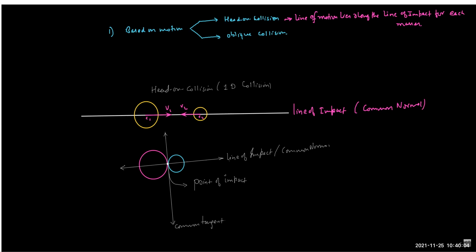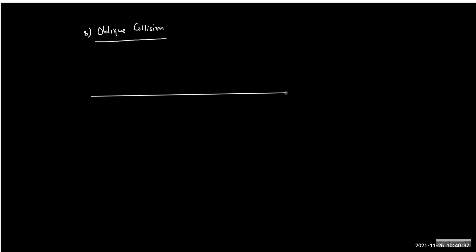So now this is the head-on collision. So what is the oblique collision? In oblique collision, let's say we have a line, and imagine one of the bodies is at rest, it's not moving at all, and the other mass is moving along this direction.